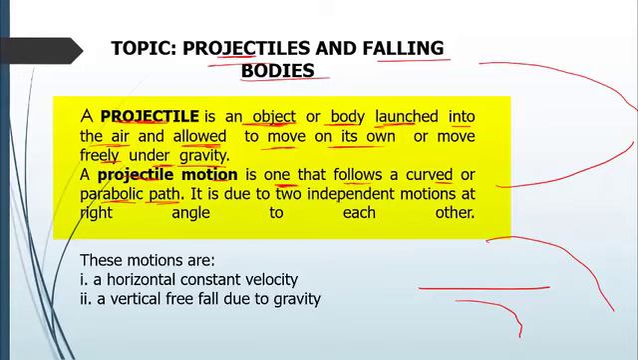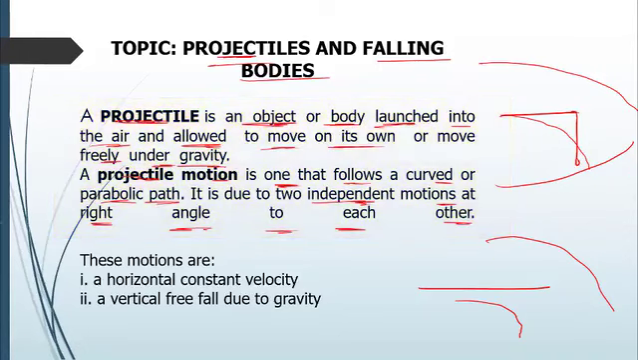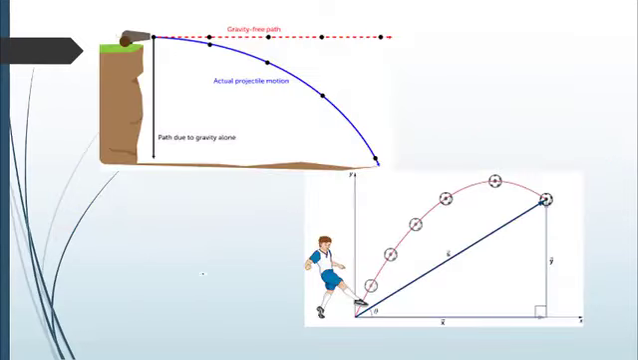This is because of two independent motions that are acting at right angles to each other. So basically, the horizontal comes in contact with the vertical, and then they form a path that looks like this. These motions, like you can see from the slide here, are horizontal constant velocity and vertical free fall velocity. On the next slide, that is exactly what we're talking about.